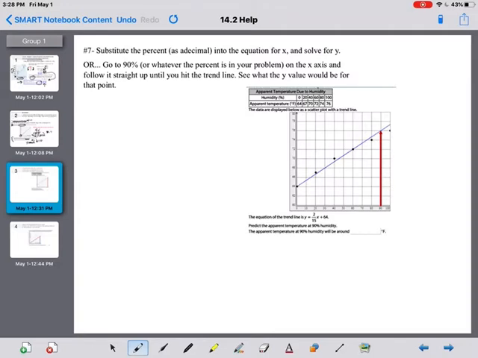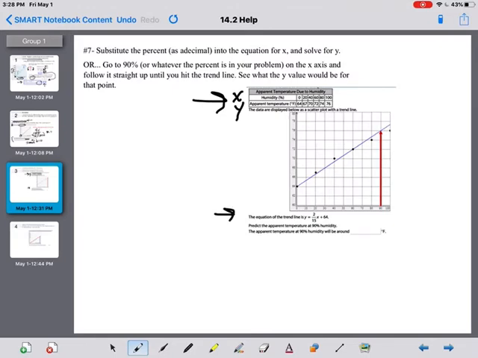Number 7, it's asking you to find a certain temperature for a certain percent of humidity. So if you take a look at the table at the top, you have humidity percentage along the top and your apparent temperatures along the bottom. The first point in the table is 0.64, so you can tell that that first row are your X's and the second row are your Y's. And the trend line is already graphed for you.